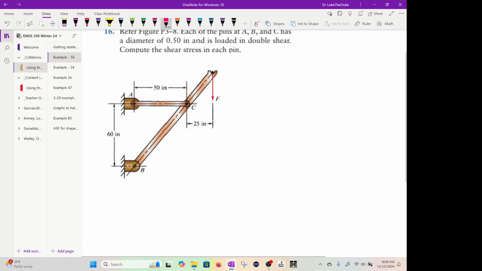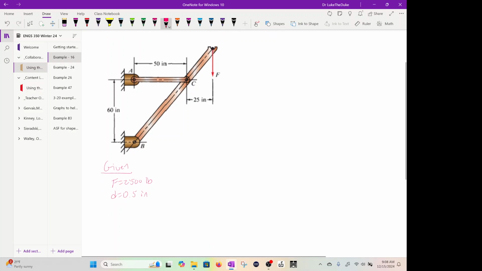Let's do it right here. Given: F is 2,500 pounds. Diameter is 0.5 inches. We're going to find tau at pins A, B, and C. We're going to assume double shear.